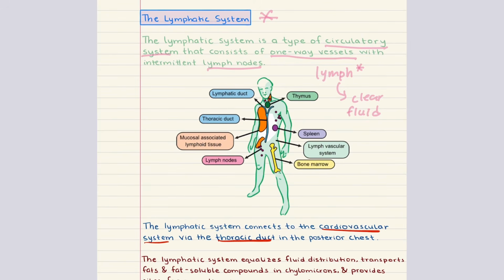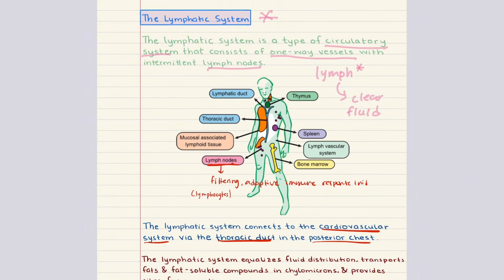This return happens at the thoracic duct, which is a large lymphatic vessel in the posterior chest that empties into the left subclavian vein. The lymph nodes are along these vessels and they act as important filtering stations. So inside each node are immune cells such as lymphocytes and macrophages, which remove pathogens, debris, and even cancer cells from the lymph.